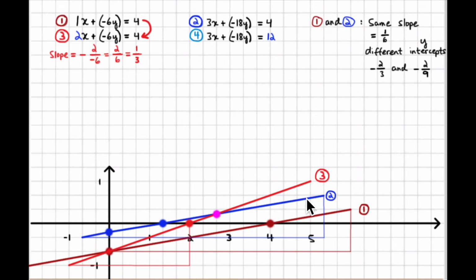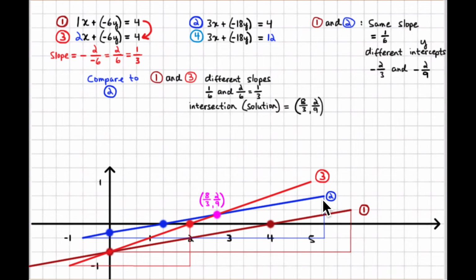And so this system made up of graph number 2 and graph number 3 now has a single solution at 8/3 and 2/9. Now I have a longer version of this problem that explains how you calculate that, and it goes into more detail about the standard form of the equations. Now the slopes are different, a single solution, a single intersection.